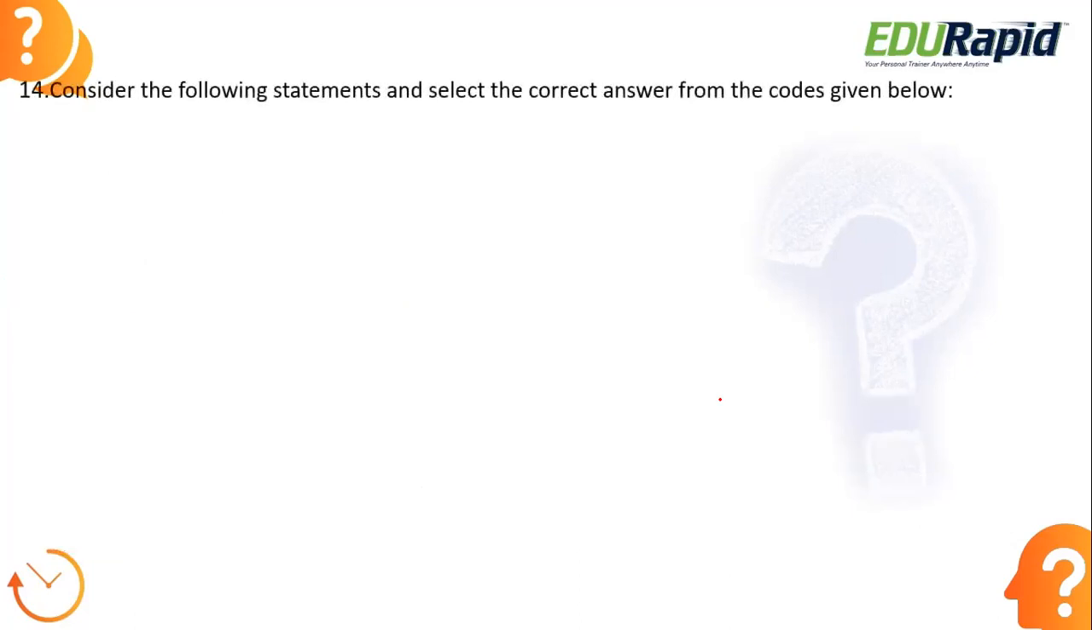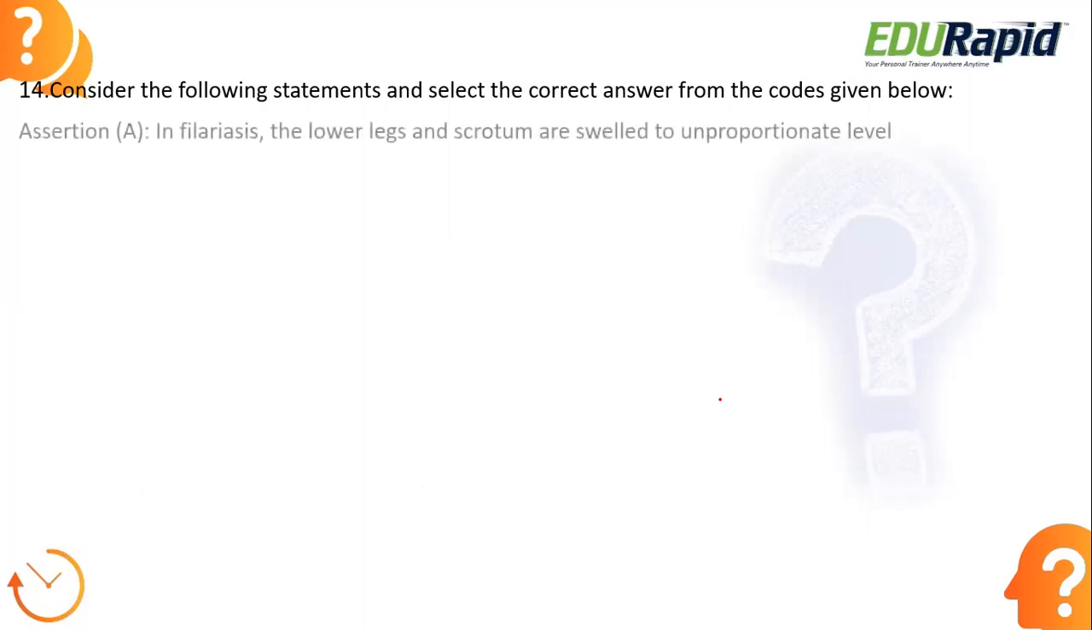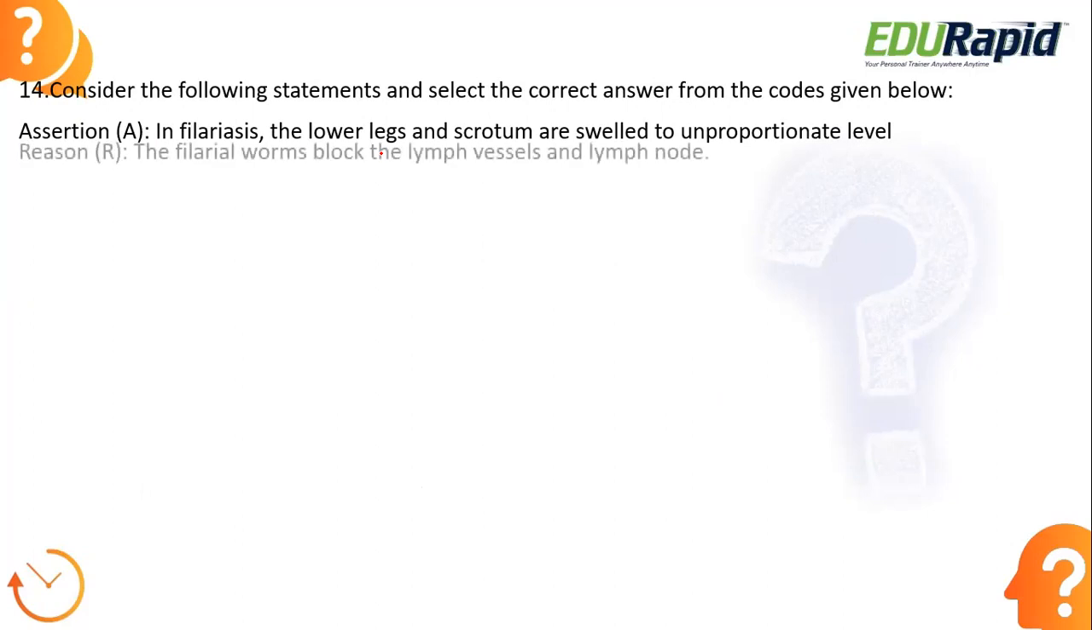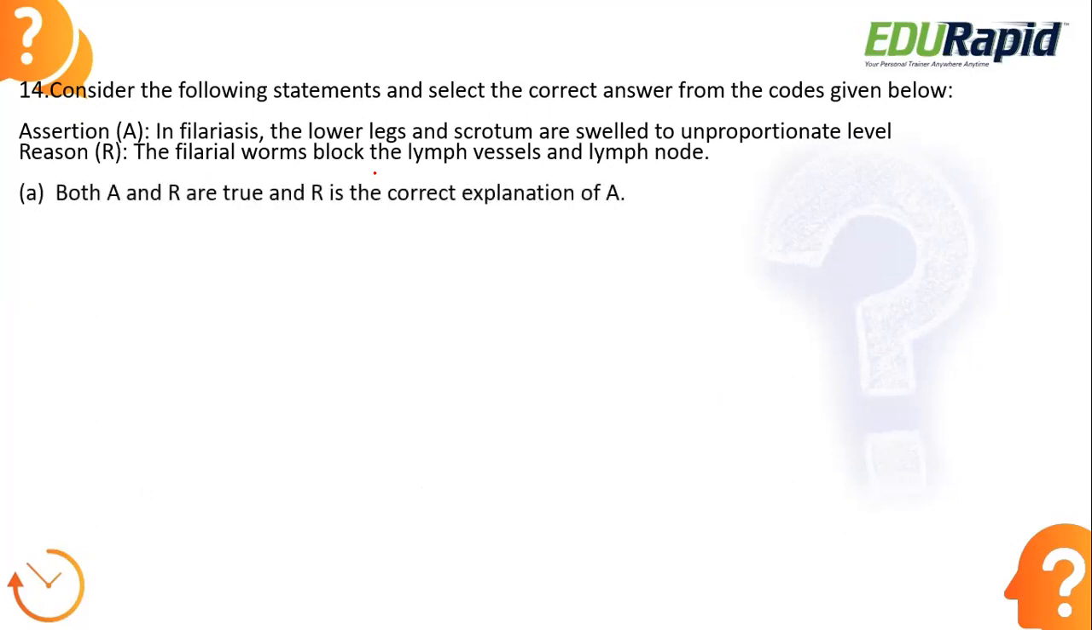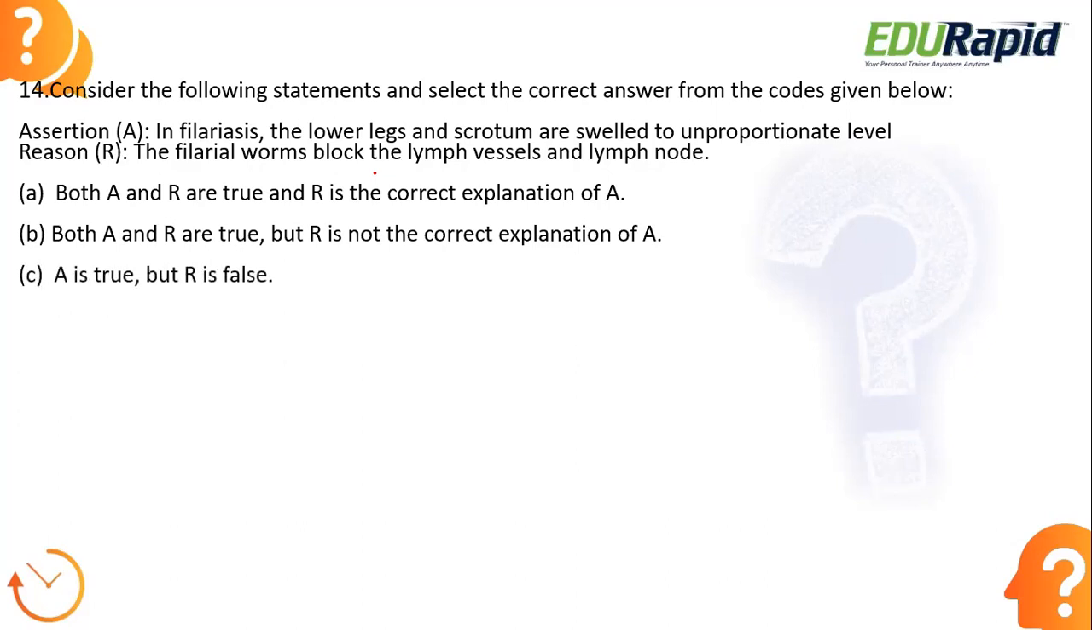Moving to the next question. Consider the following statements and select the correct answer from the codes given below. Assertion: in filariasis, the lower legs and scrotum swell to disproportionate levels. Reason: the filarial worms block the lymph vessels and lymph nodes. Option A: both A and R are true, and R is the correct explanation of A. Option B: both A and R are true, and R is not the correct explanation of A. Option C: A is true, but R is false. Option D: A is false, but R is true.